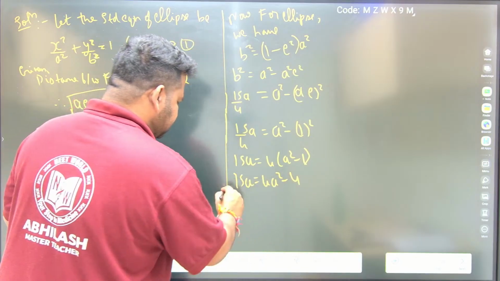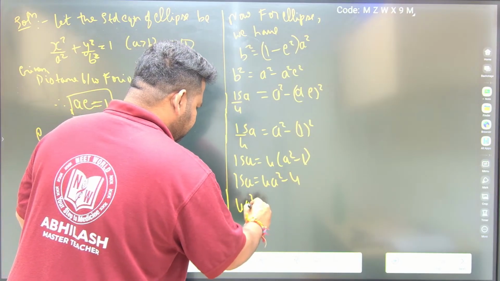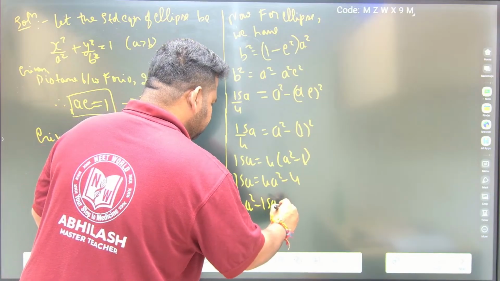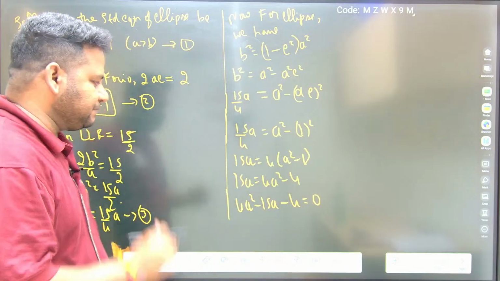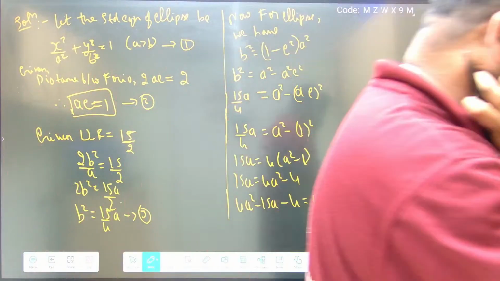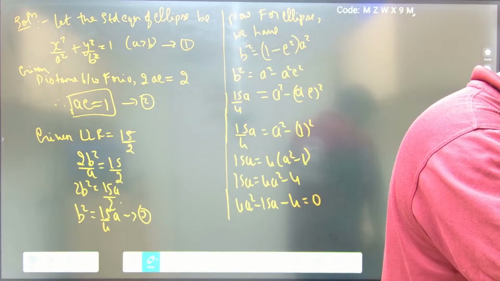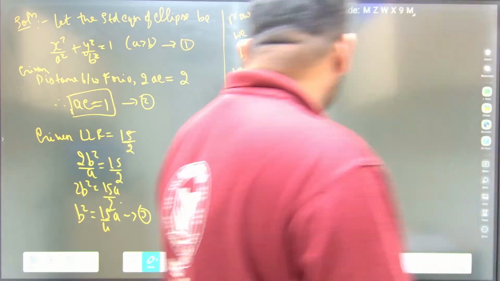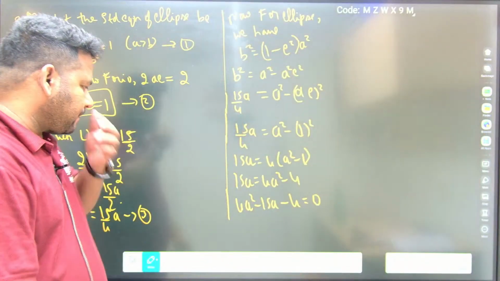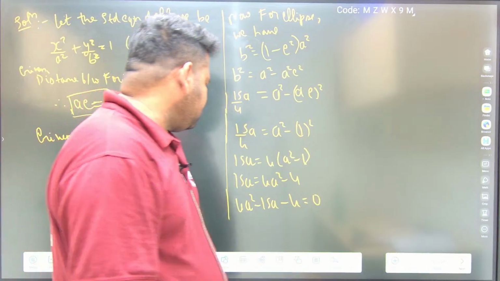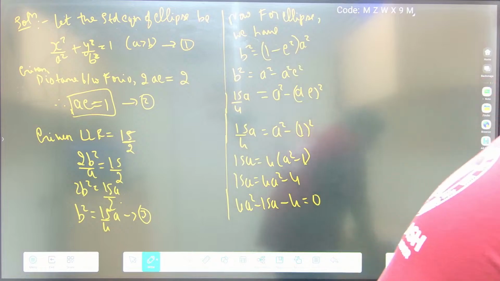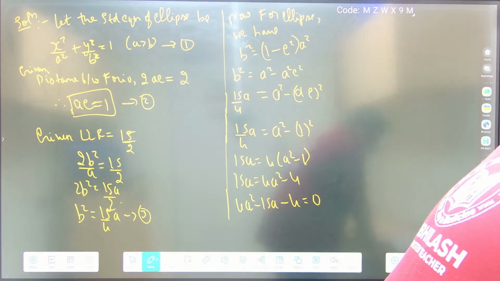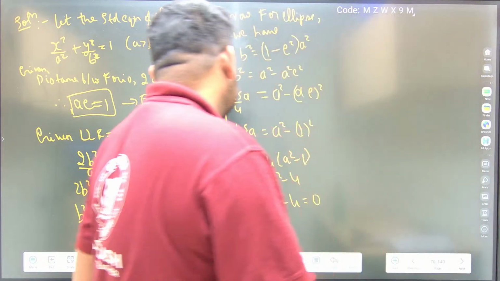Okay, if I send it that side, I'll get 4a square minus 15a minus 4 is equal to 0. This is what I'll be having. So see here, 4a square minus 15a minus 4. This is what I'll be having.